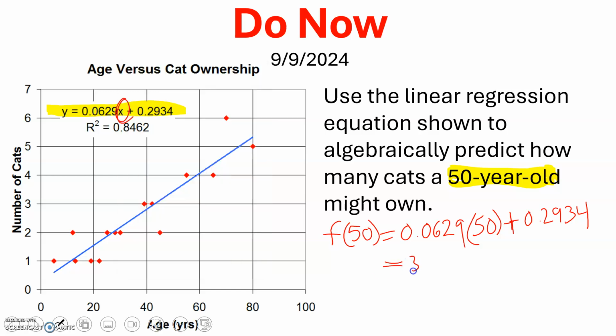Now, obviously, we can't have 3.4 cats. We're going to round down, so we're going to say about 3 cats. Looking at the graph, that seems reasonable.